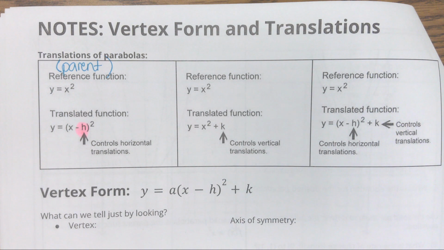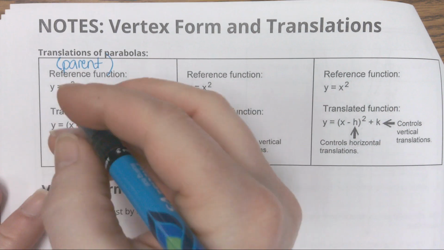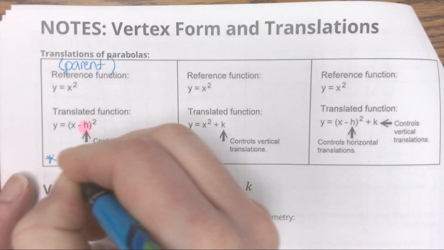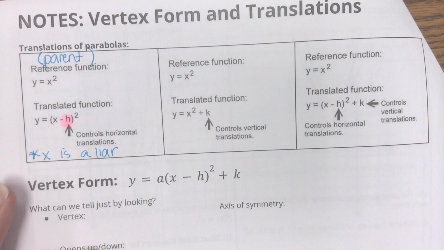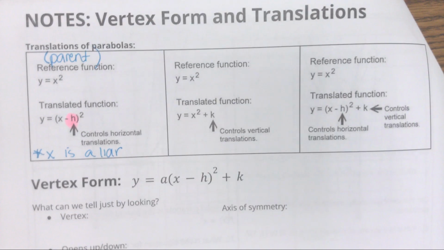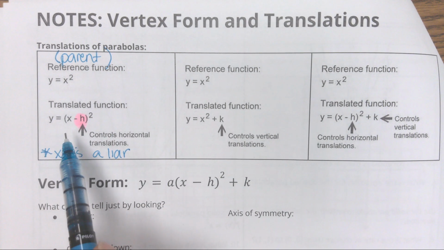So I'm going to put a little note here. That x is a liar. Okay. Notice there's a parentheses here. It's in the parentheses with x.